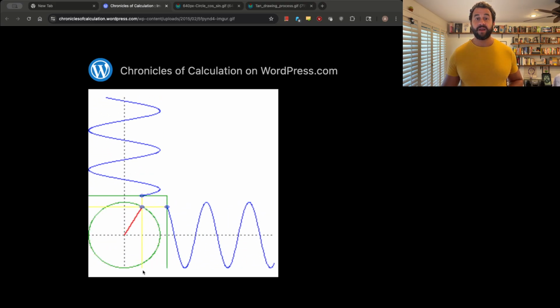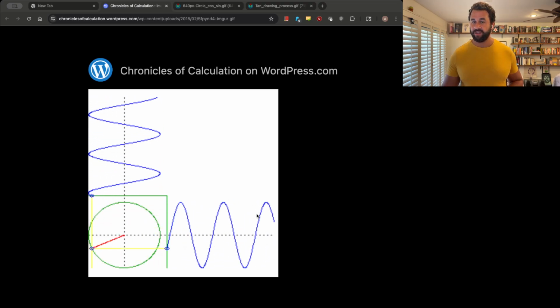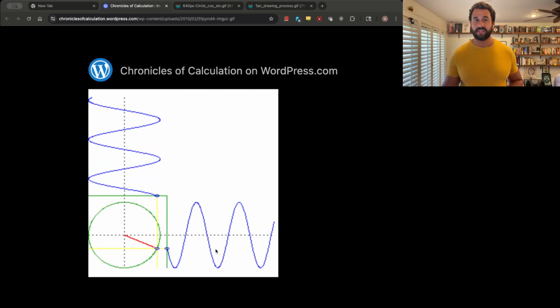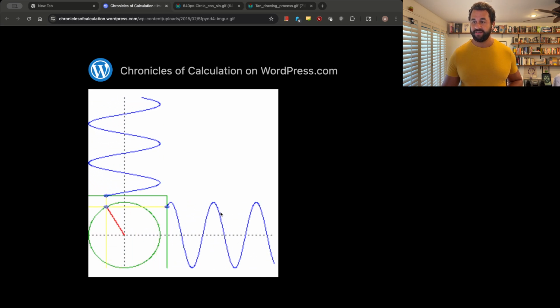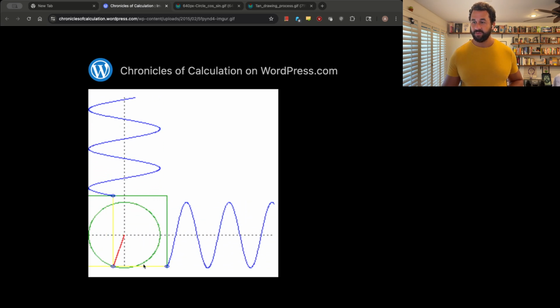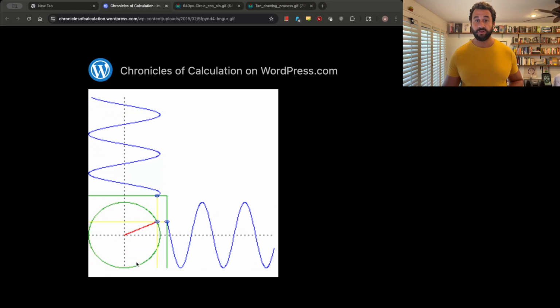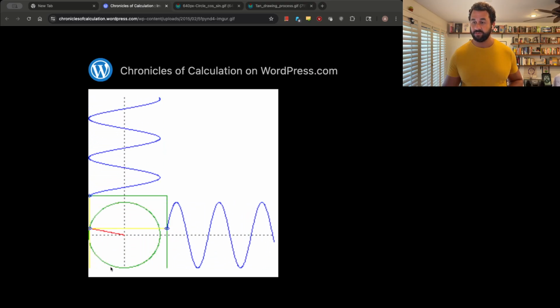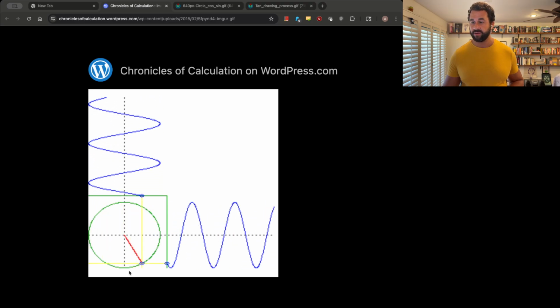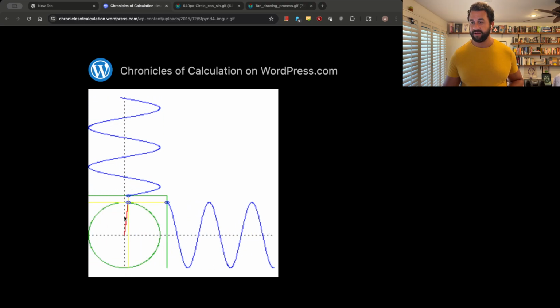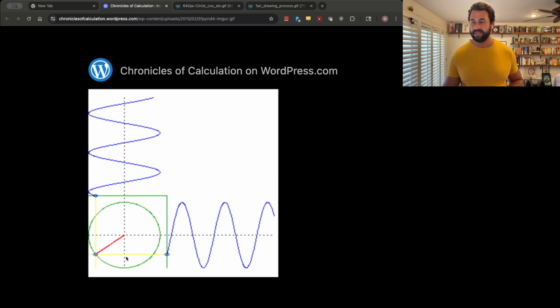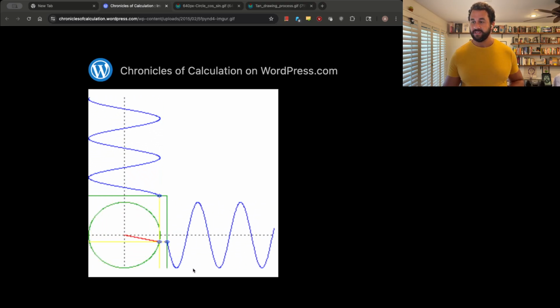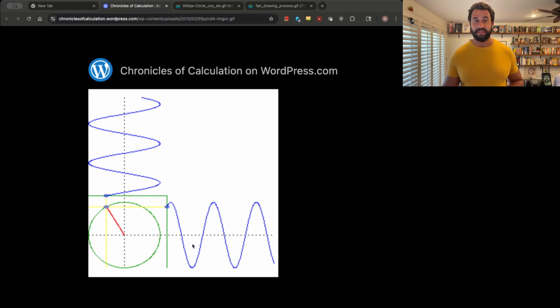Okay, and then I want you to realize that what's happening over here, this is the sine graph. This is the graph of sine of x. And this is plotting the vertical displacement of that point as it moves around the circle, right? It goes up, down, up, down, up, down. So the sine graph looks like this.